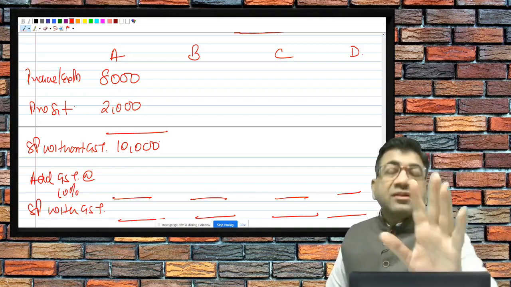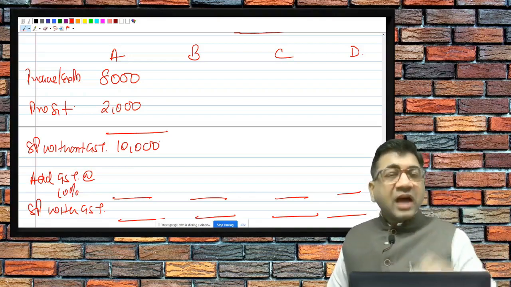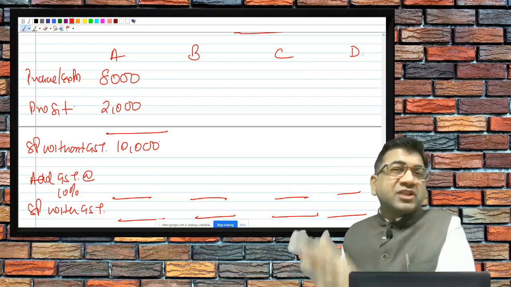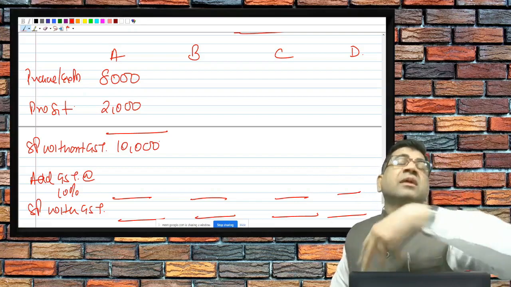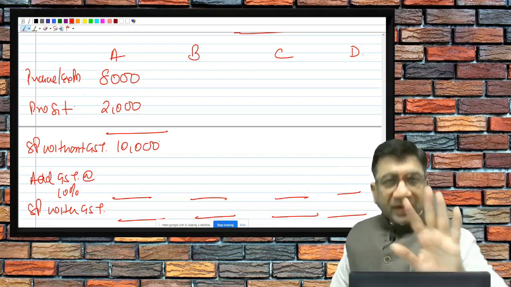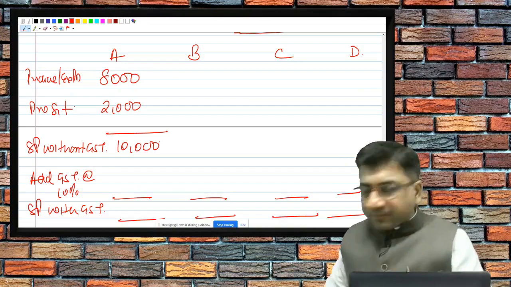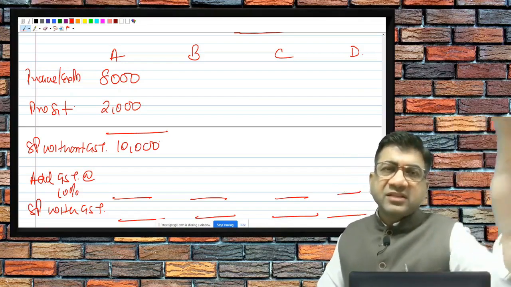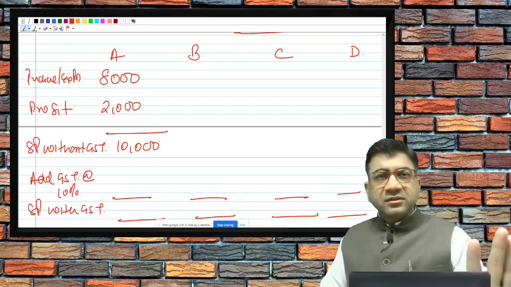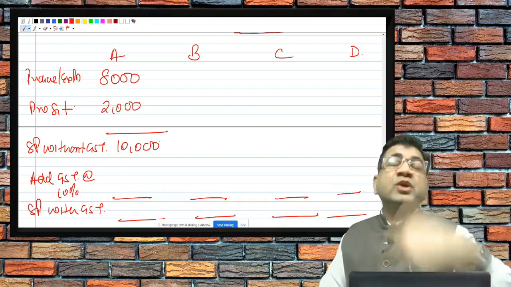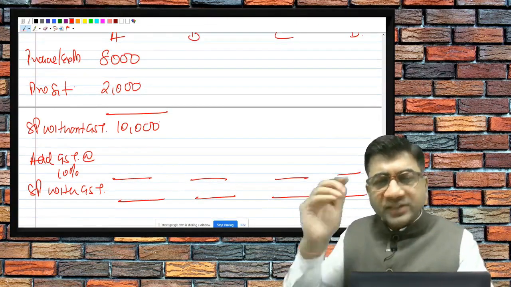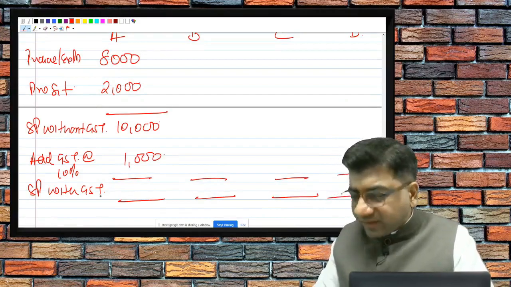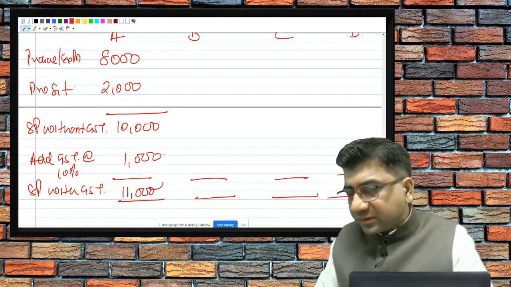What is the advantage? Have patience. I am going to tell you how this GST is a better version of VAT or even a better version of sale tax. But let's see one by one. Under GST, you levy tax on your sale price. Yes. But why is this better than the old system? You will come to know. You levy tax on your sale price. That is 1,000 rupees. And your selling price with GST is 11,000 rupees.